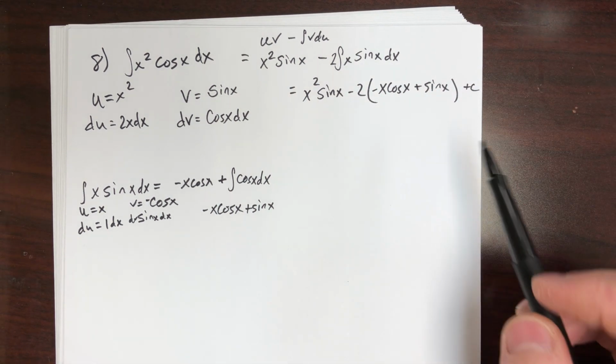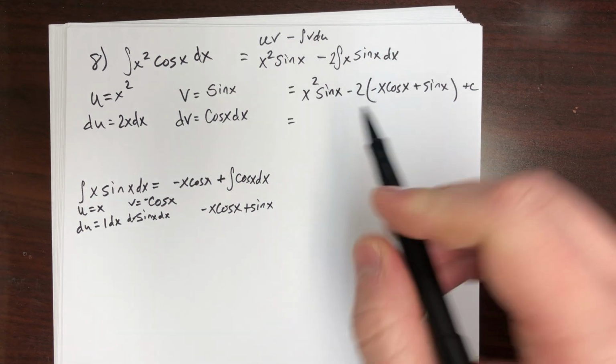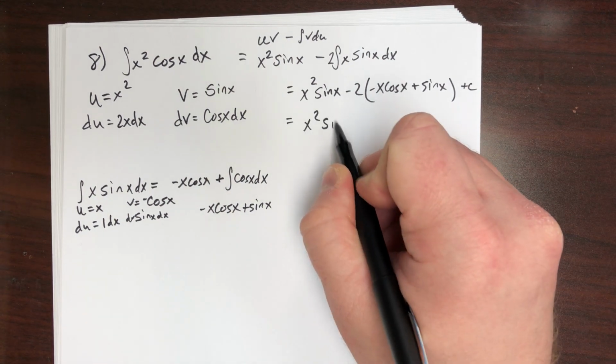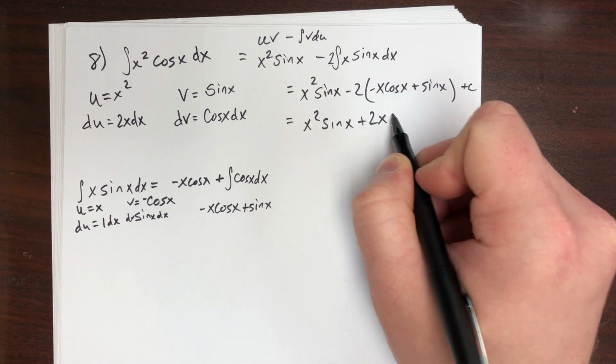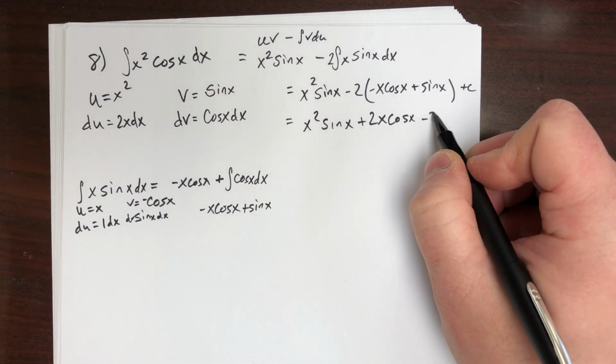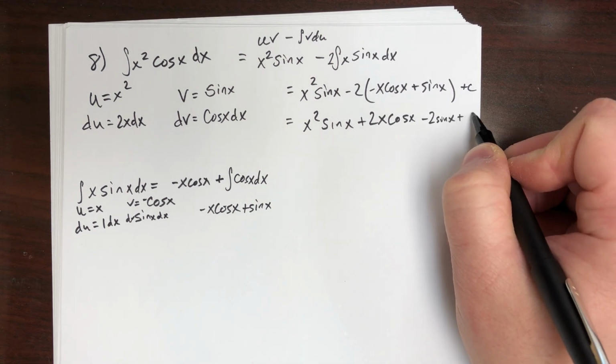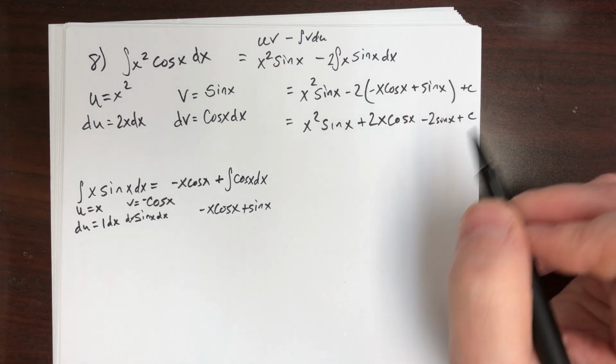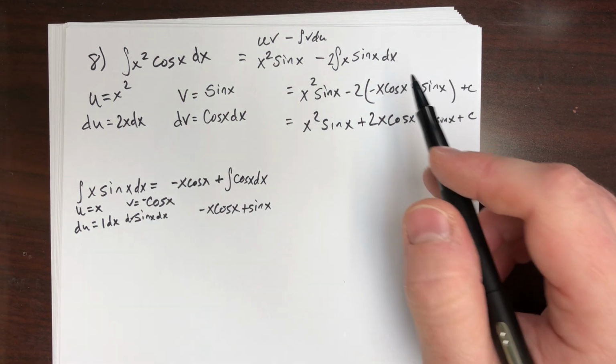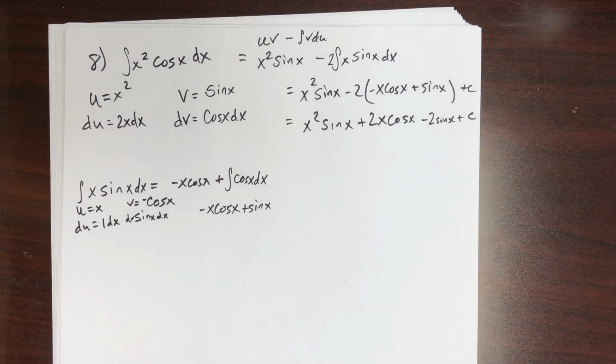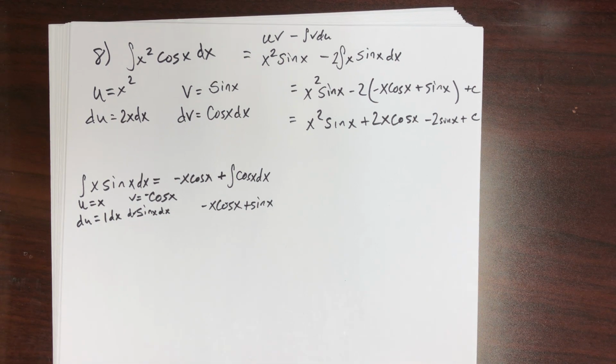And of course we could clean this up a little bit if we want to. We can say this is x squared sine x plus 2x cosine x minus 2 sine x plus c. So this is that pattern I was talking about. You might notice the 2's, negatives, and there's definitely something going on there. So that is integration by parts in a nutshell.